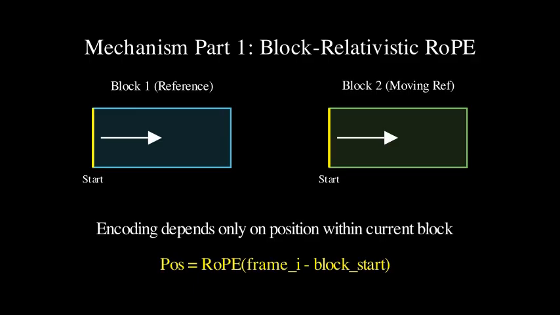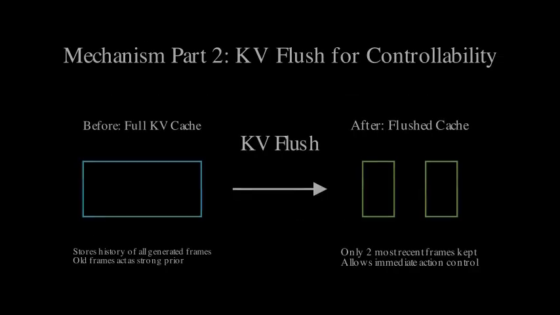Another issue with autoregressive models is limited prompt responsiveness during long generation. The key value, KV, cache stores information from all previously generated frames, influencing subsequent frames. If we want to change the action or style mid-generation, the old KV cache acts as a strong prior, hindering responsiveness. KV flush addresses this by periodically discarding all but the two most recent latent frames from the KV cache. This forces the model to rely primarily on the current prompt and recent history, allowing for immediate action control and cinematic transitions.